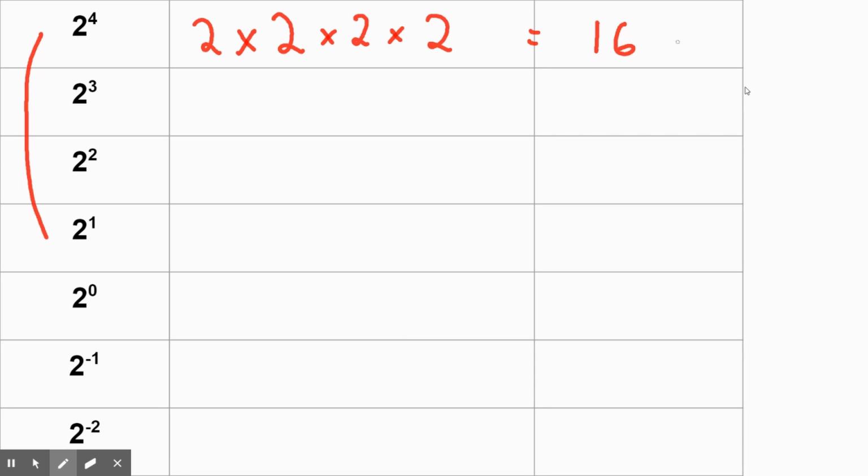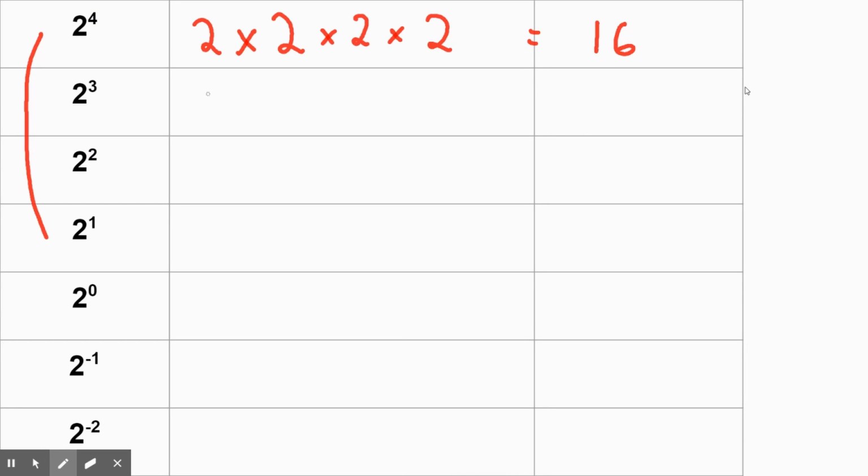All right, so we have this table. I would suggest copying it down to your paper if you have some. And what we're going to do is start off by just looking at these 4 expressions. We're going to start off by writing them in expanded form. So this is going to be 2 times 2 times 2 times 2. If we actually calculate that, we're going to end up with 16. Nothing too bad so far.